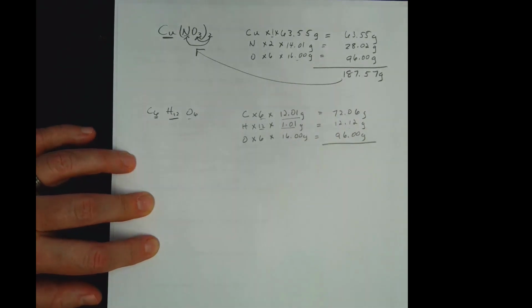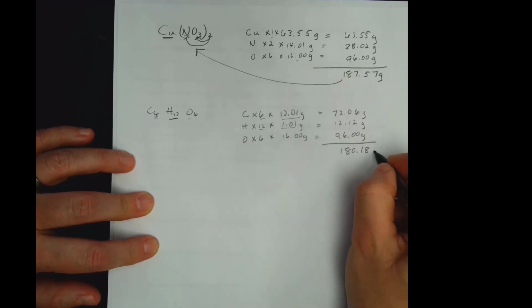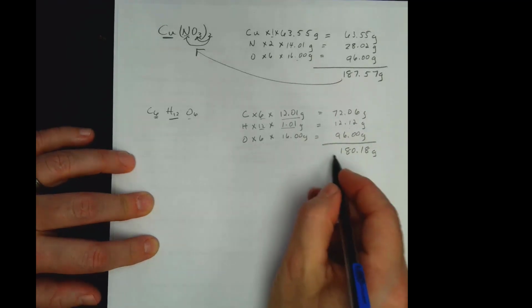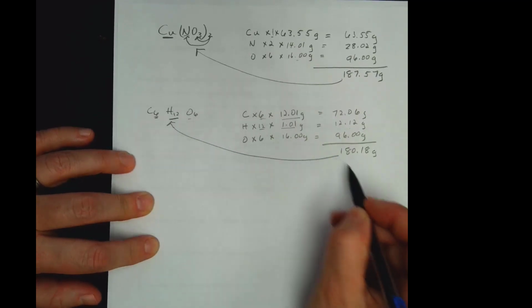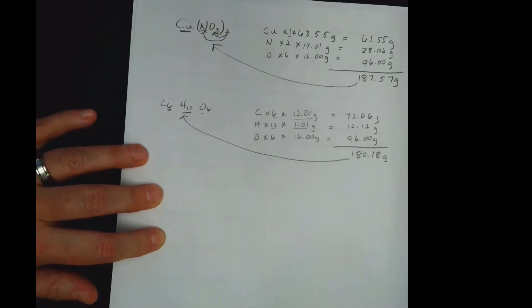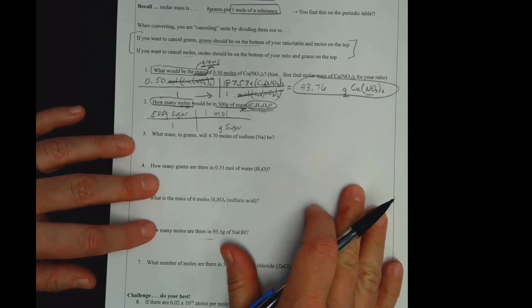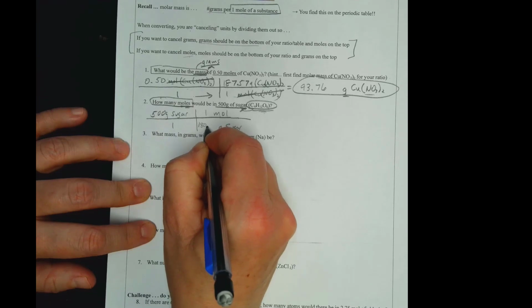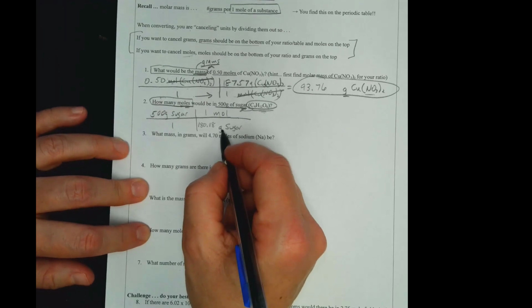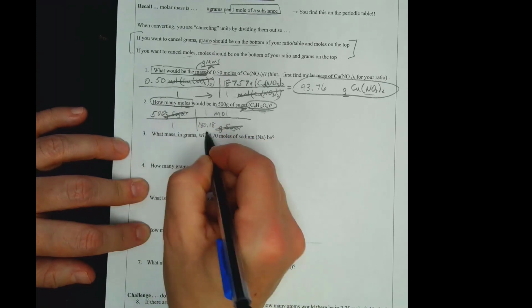And if I add all that up, I end up with 180.18 grams. So what I know is that the mass of this molecule of sugar is 180.18 grams, and so that's what I'm going to write in my formula here. So that's what has to go down here, 180.18. So now what I can do is I can go through and I can cancel out some units. So I'm going to cancel out grams of sugar here. I'm going to cancel out grams of sugar here.